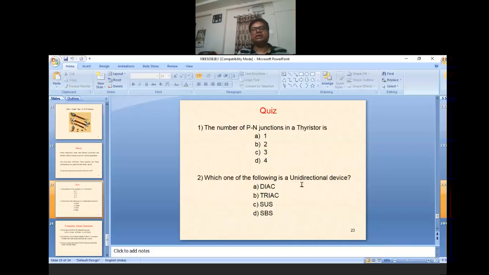Your answer is C. Which one of the following is a unidirectional device? Diac, triac, SUS, SBS. As we already discussed and know, diac is bidirectional, triac is bidirectional, and SBS stands for silicon bidirectional switch. SUS is silicon unidirectional switch. It can conduct in only one direction. So your answer is C, SUS, silicon unidirectional switch.